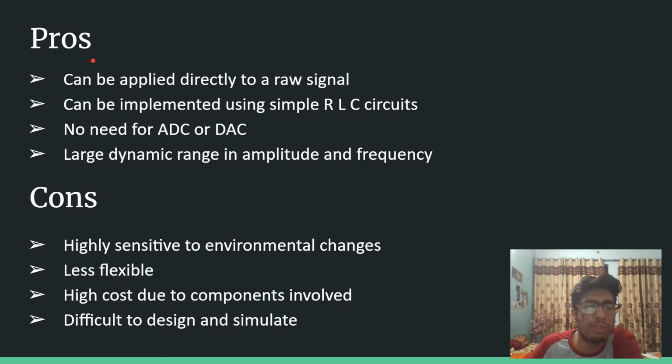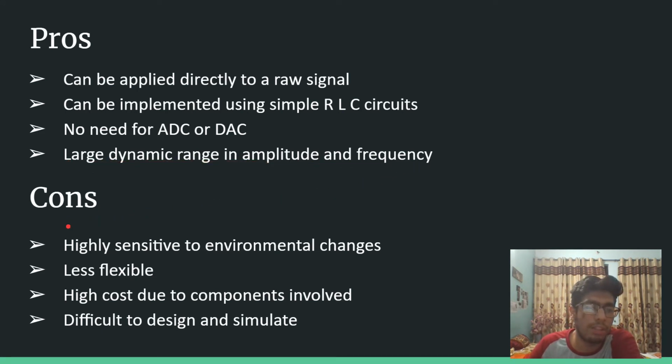So, advantages and disadvantages of the analog signal. Over to the pros. These can be applied to any raw signal, that is, a raw form of an analog signal. Can be implemented using simple RLC circuits, with no need for ADC or DAC, which are the analog to digital converter or the digital to analog converter, which we will use later on to study the digital filter. And they have a large dynamic range in amplitude and frequency.